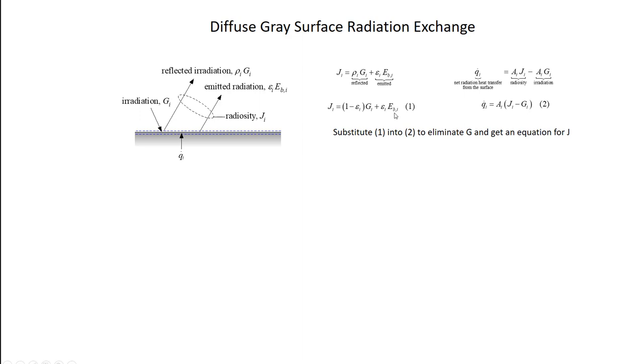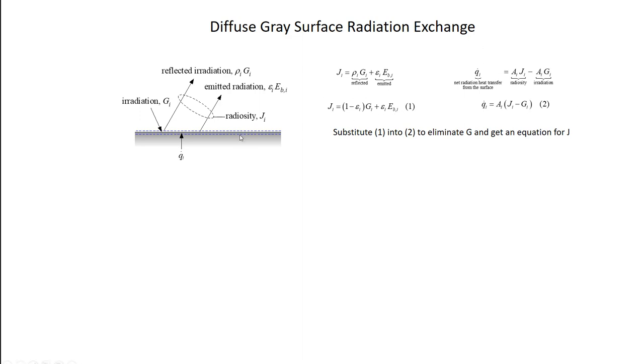And that makes sense if you think about it, right? What's coming off of a black surface and leaving to go interact with all of the other surfaces? Well, it's just the black body emissive power, because that's what's leaving the surface. And you get that if you plug in an emissivity of 1 here, right? An emissivity of 1 corresponds to a black surface. 1 minus 1 is 0. This term goes away, and that term turns into the black body emissive power. So that's our first equation.